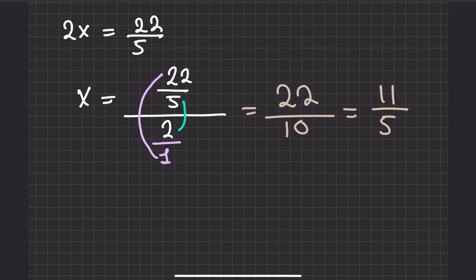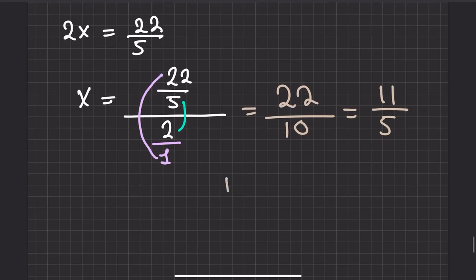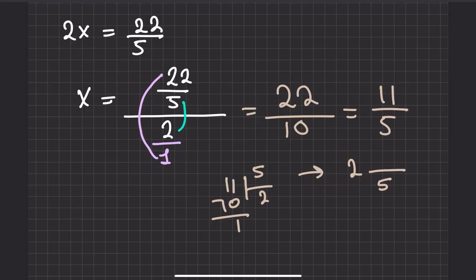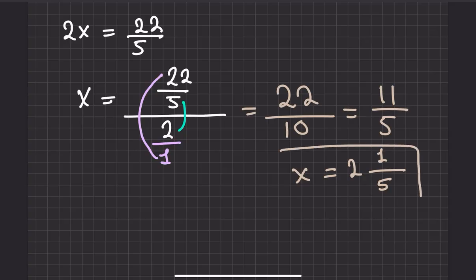This is the answer. If you want to make it simpler, you have to do it this way. In your mind, you're going to say 11 divided by 5. It's going to be 2, 5 times 2 is 10. So how do you write it down? You write 2, you keep the denominator 5, and 1 is left over here. That's more simplified, and this is going to be your x. So this is basically what the elimination is.